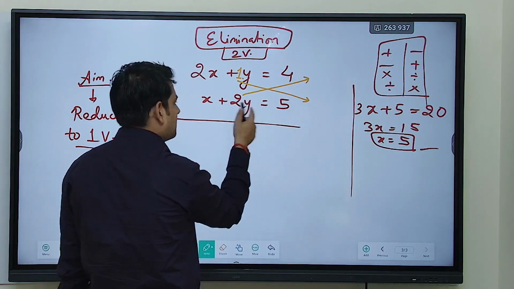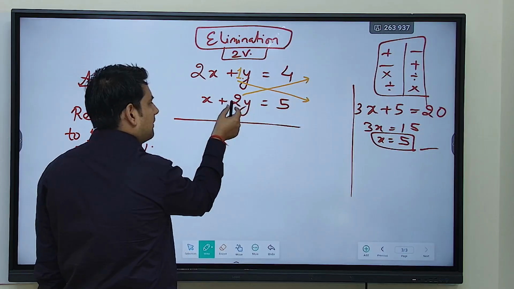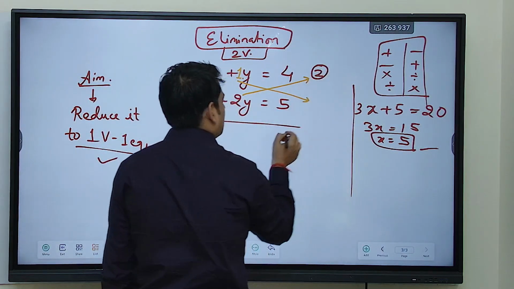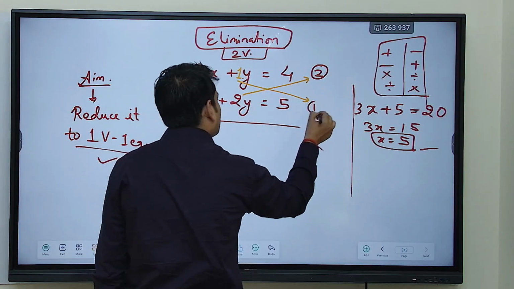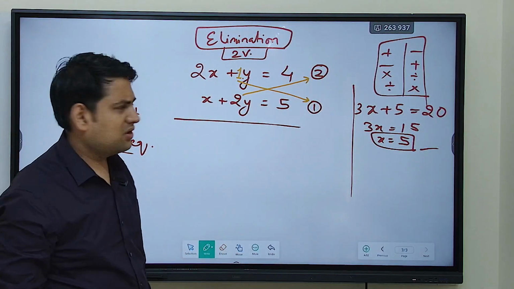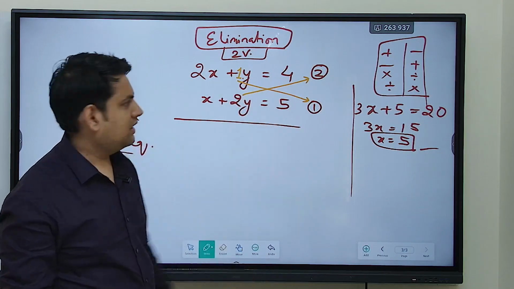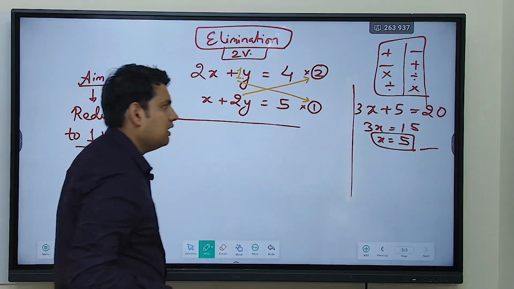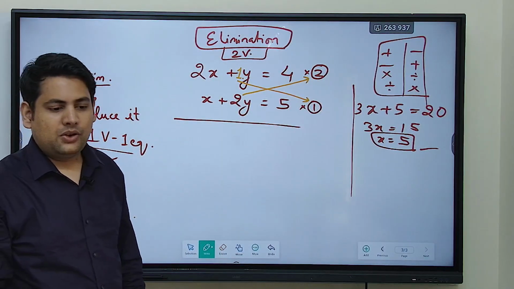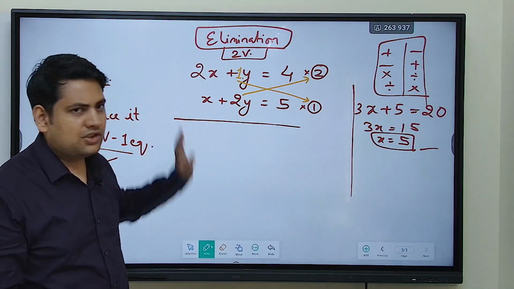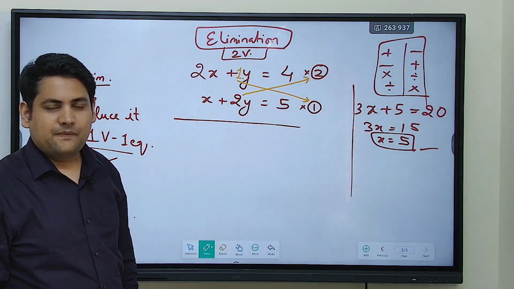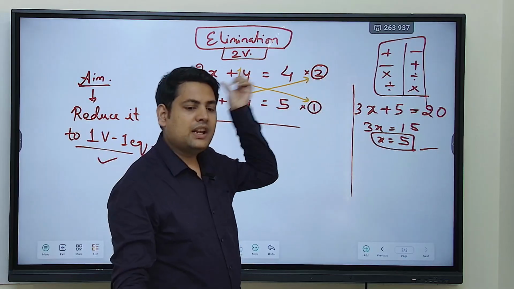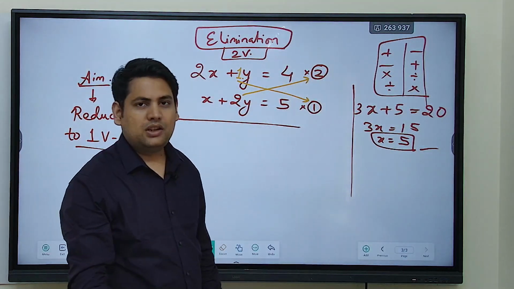Just write in cross. So 2 is written here in front of y. Don't worry about the sign. Just write 2 here also. Similarly, 1 is written here, so you write 1 here also. If nothing is written, that means 1 is there. Now you multiply this whole equation by 2 and this whole equation by 1. That will not change anything. Multiplying by a fixed number will not change the equation.